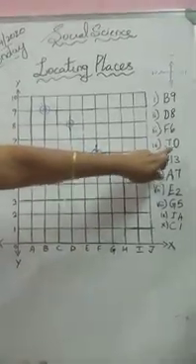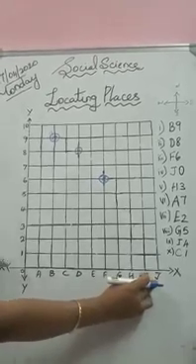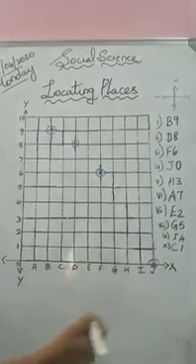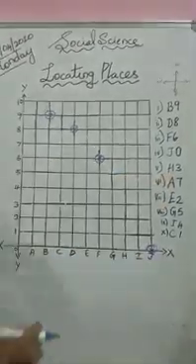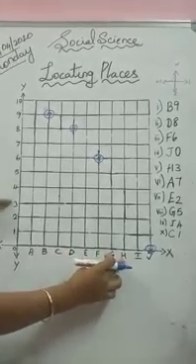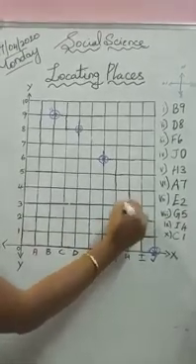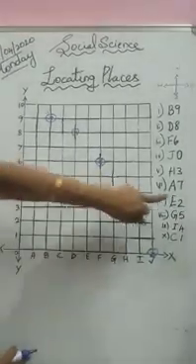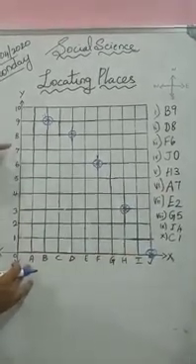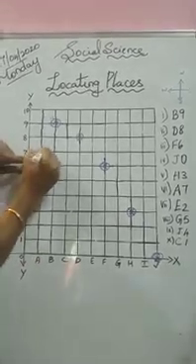Same way J0. Here on the x-axis J and 0 is here. So this place is your destination. Next H3. So x-axis H, y-axis 3. So the meeting place of these two lines is the location of the points. And A7. So x-axis A, y-axis 7. So the meeting place of these two lines is the next one.